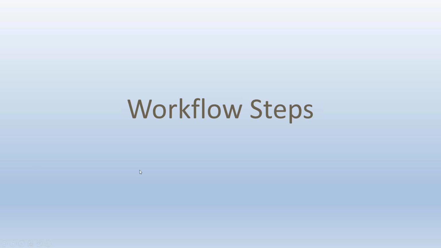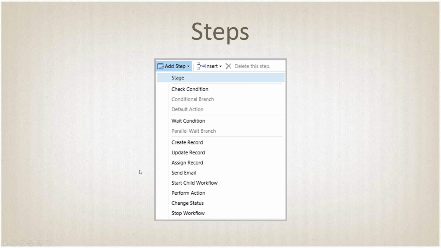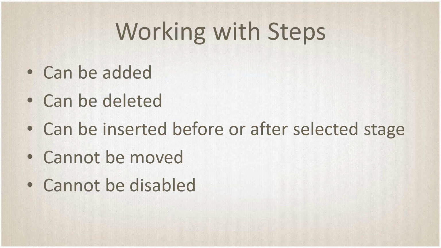So let's talk about the workflow steps themselves. So these are the ones that actually do the work. So here's a list of the default steps that we have. So we have basically a stage, which is a categorization, different checks, different weights, and then different actions that we have. So let's go through each one of those.